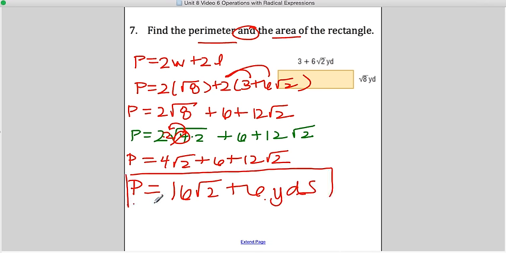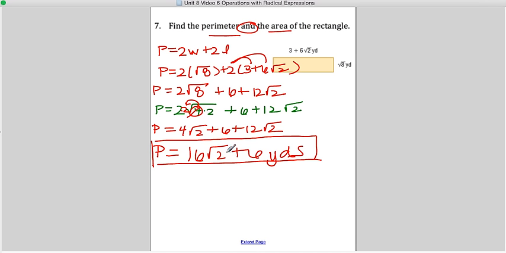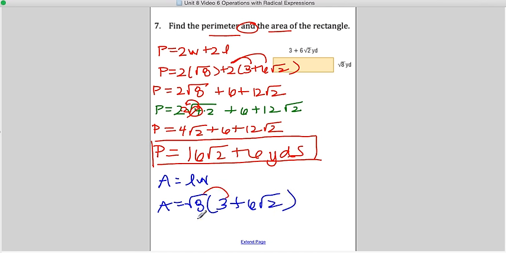There's my perimeter. Okay, we are also being asked to find the area. So area is length times width. What we're going to do here is just take our length times our width. So I really have square root of 8 times 3 plus 6 square root of 2. I would distribute. So I have 3 square root of 8 plus 6 square root of 8 times 2 is 16.